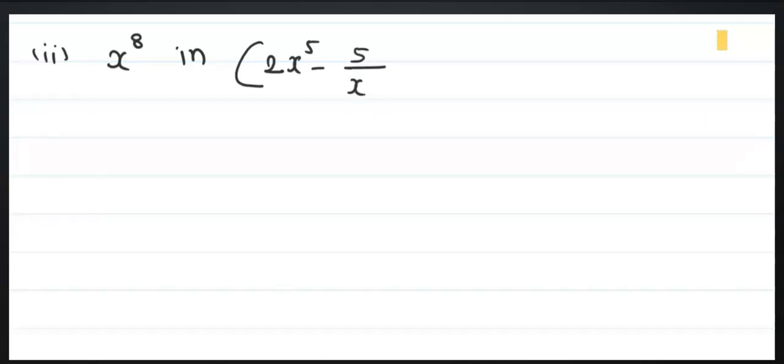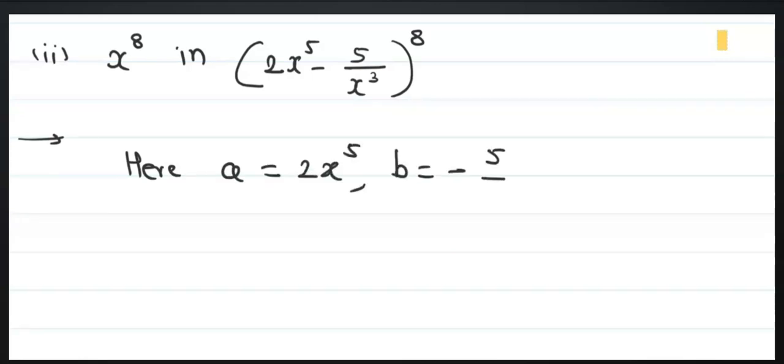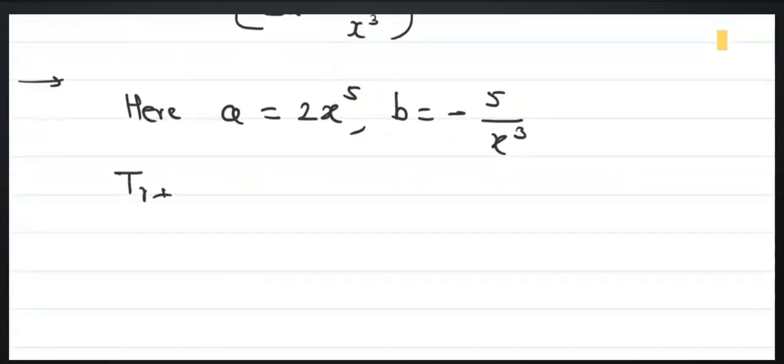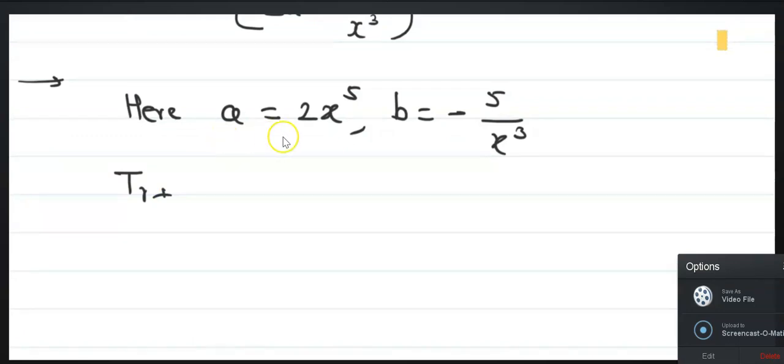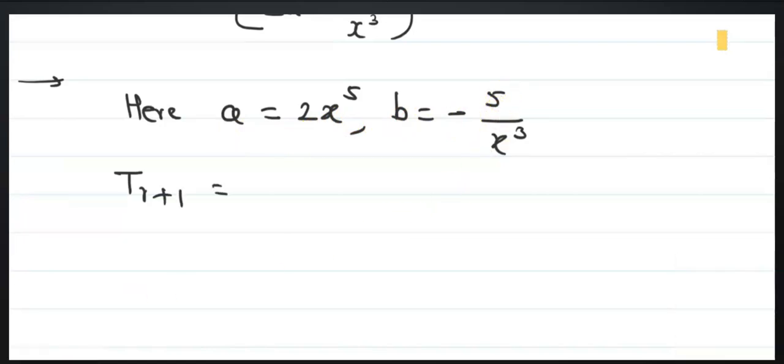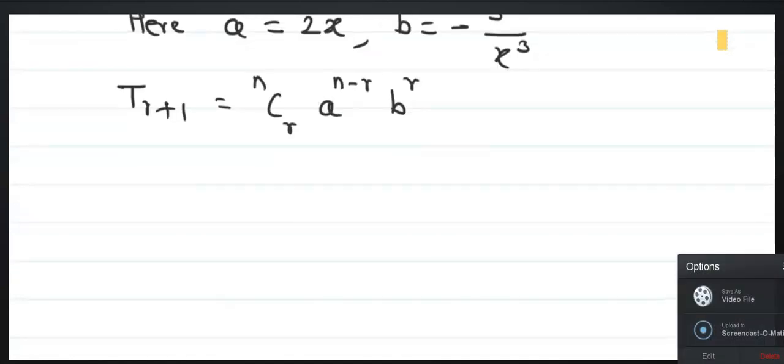Find the coefficient of x raised to 8 in the expansion of (2x raised to 5 minus 5 upon x cube) bracket raised to 8. Now in this case, here a is equals to 2x raised to 5, b is equals to minus 5 upon x cube. T r plus 1 is equals to nCr a raised to n minus r b raised to r.